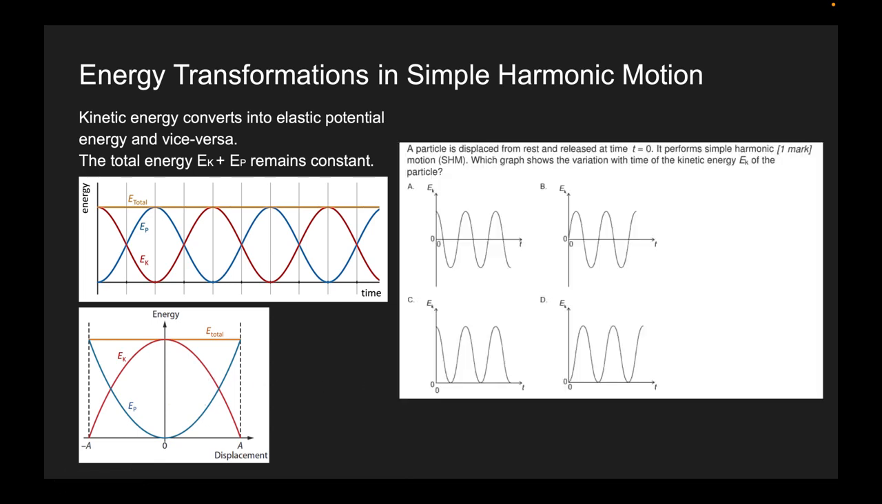The question from past paper is a particle is displaced from rest and released at time t0. It performs simple harmonic motion. Which graph shows the variation with time of the kinetic energy of the particle? We can eliminate answers A and B because energy can never be negative in simple harmonic motion. C is not correct because the particle is displaced from rest and released at time t0, which means that kinetic energy should be 0 at time 0. Therefore, the correct answer is D.